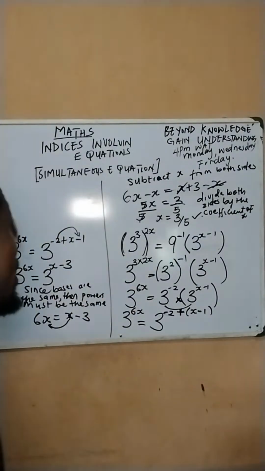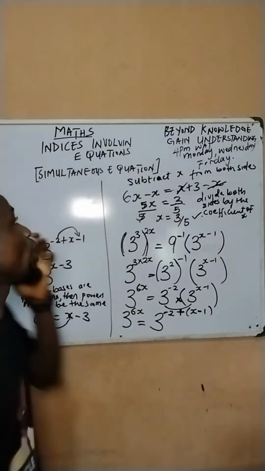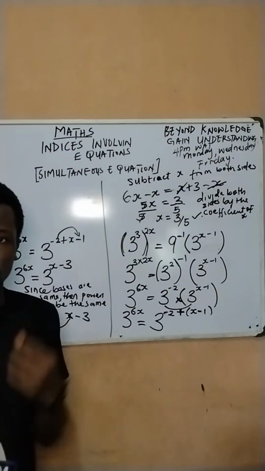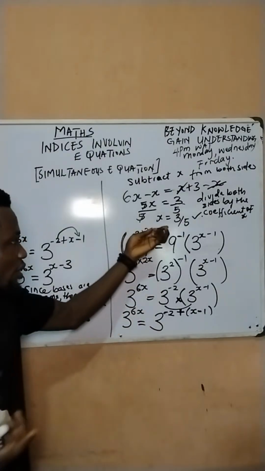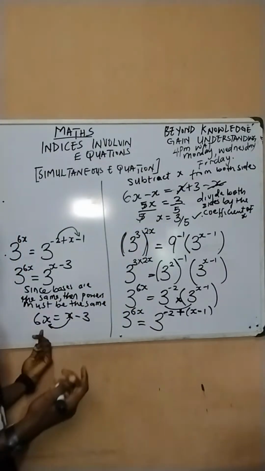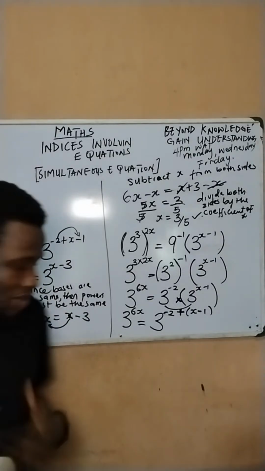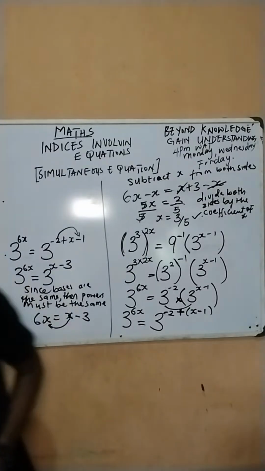Remember, we're just trying to make sure that we understand the whole idea of indices involving equation. For this particular question, we examined a linear equation, because it led us to a linear equation where you have 6x equals x plus 3. We're just looking for one particular value that will satisfy this given expression. So we're done with this.